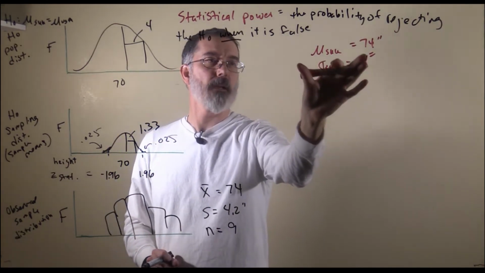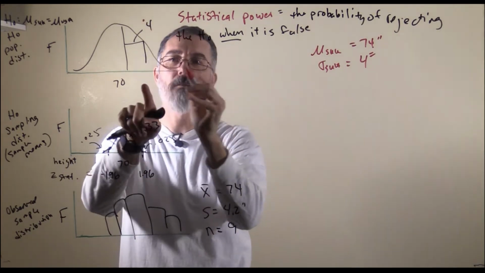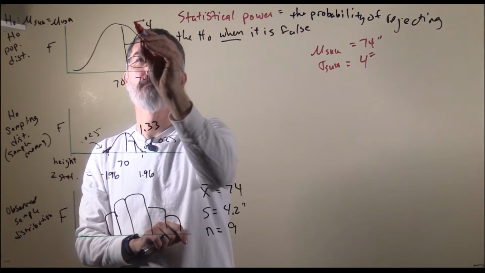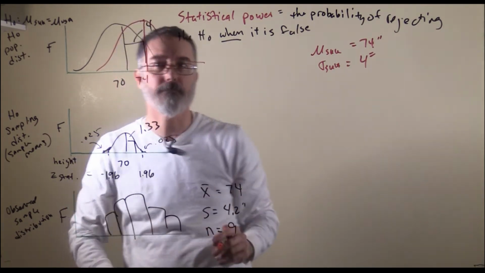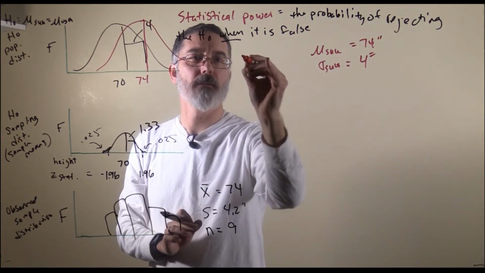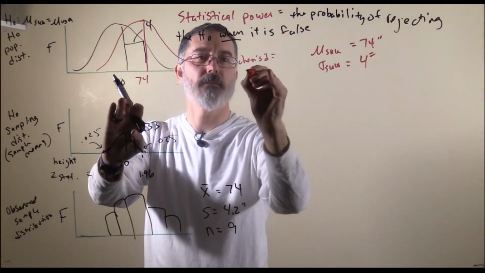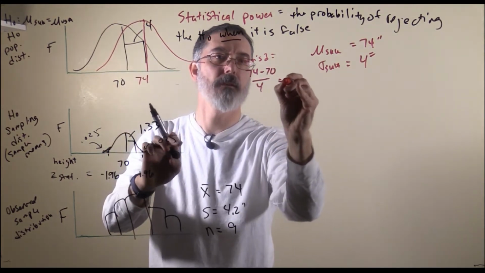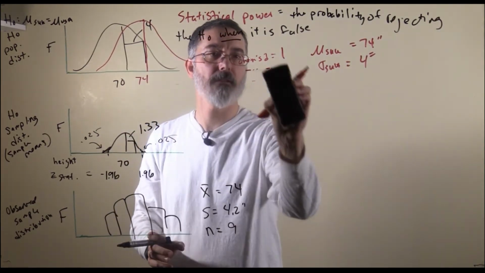So if SUU men's heights are 74 on average, that means their distribution is shifted over, and it is centered on 74 here. Notice in this case we're talking about a Cohen's d equal to 74 minus 70 divided by the standard deviation. A Cohen's d equal to 1. So this would be considered a large effect size.